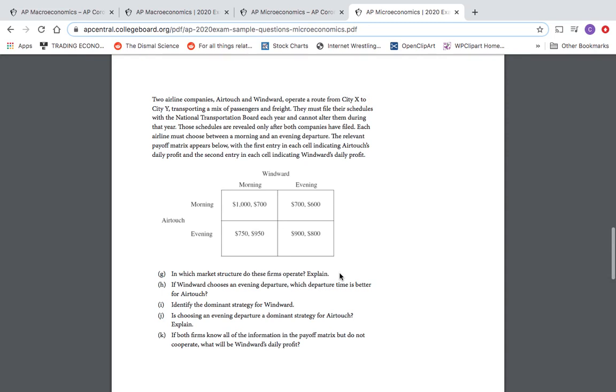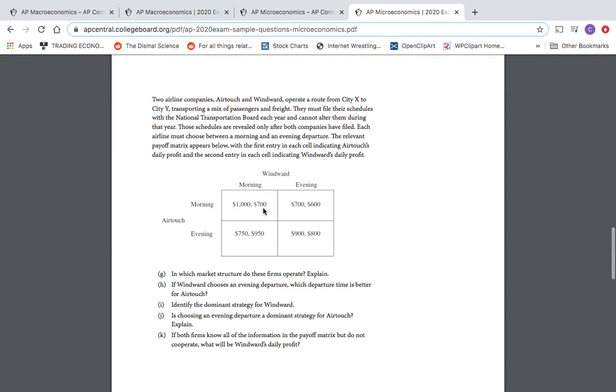Before even tackling questions like this, you want to look for just obvious dominant strategies. If I'm looking at Air Touch real quick, I'm comparing $1,000 if they go in the morning versus $750 if they go in the evening. So the morning's looking better. And then I compare $700 here in the morning versus $900 in the evening. So now the evening's looking better. So it kind of depends.